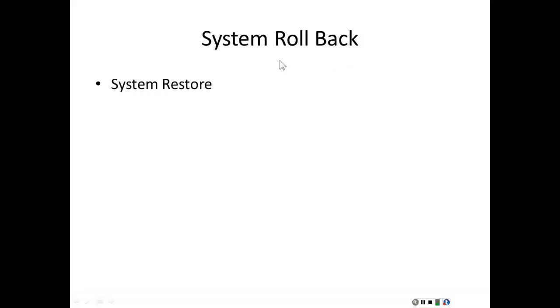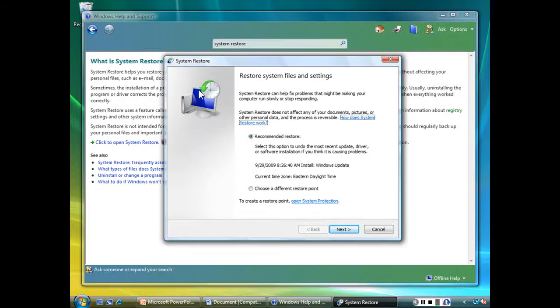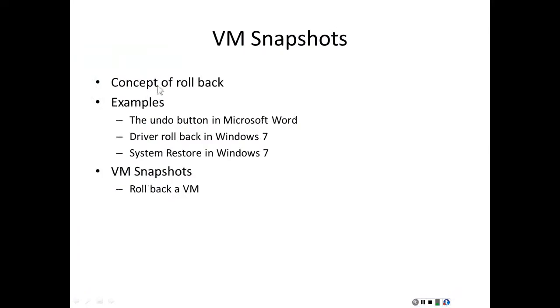Or if you use system restore in Windows 7 or Windows 8, it allows you to restore all variables which have changed, to roll back all drivers, all modifications which you've made. That's called system restore. Rolls back all modifications that you have made. So 3 examples of the concept of a rollback would be the undo button in Microsoft Word, driver rollback in Windows 7, Windows 8, and system restore in Windows 7.